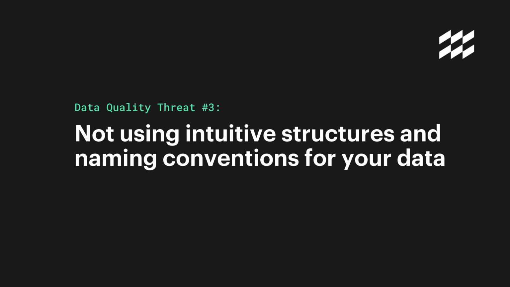Threat number 3, not using intuitive structures for naming conventions for your data. When you talk about data quality, it's not just the names, not just the data points you want to collect, right? It's also what the data looks like. You know that quantity is always going to be a number, right? You know that price is always going to be a number. And we also want to make sure that these data points, like product underscore price, product underscore quantity, are intuitive, right?